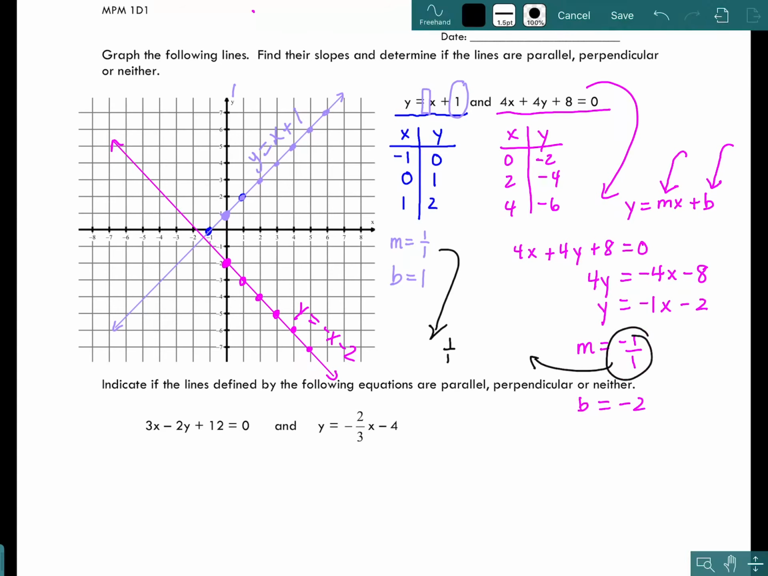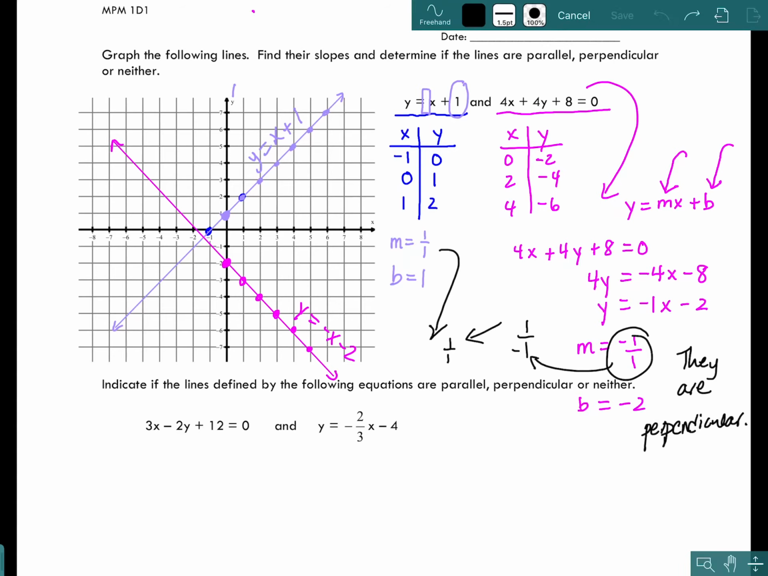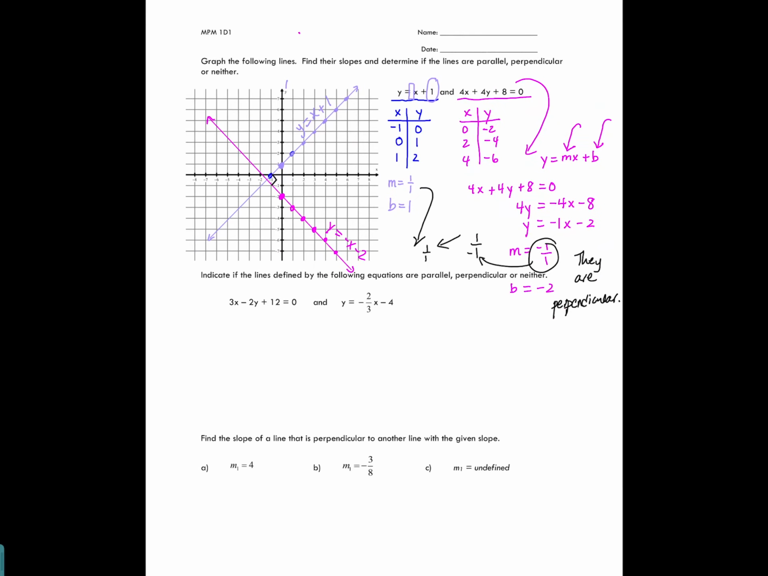So if we flipped this slope, well, it would be 1 over -1. And if we multiplied it by -1, we would get this slope here. So they actually are perpendicular. The slopes are negative reciprocals, and you can see that when you look at the graph. They're at a right angle or 90 degrees.